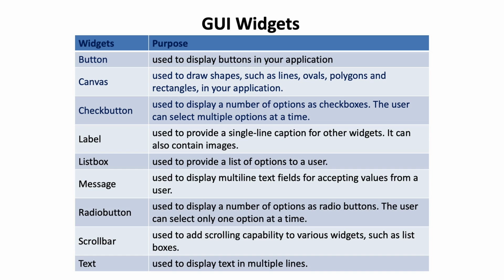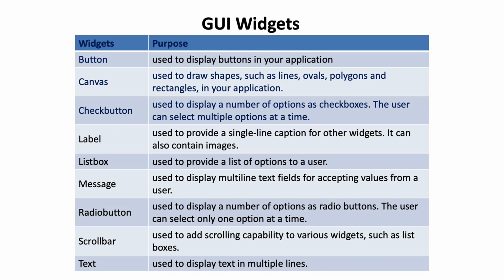First, let us enumerate the commonly used GUI components. GUI components are commonly called widgets or controls. There are a number of widgets supported by tkinter. Let me present some of the commonly used widgets as well as a brief description about them. So, here you can see the commonly used GUI widgets available under Python. First, we have button, which is used to display buttons in your application.